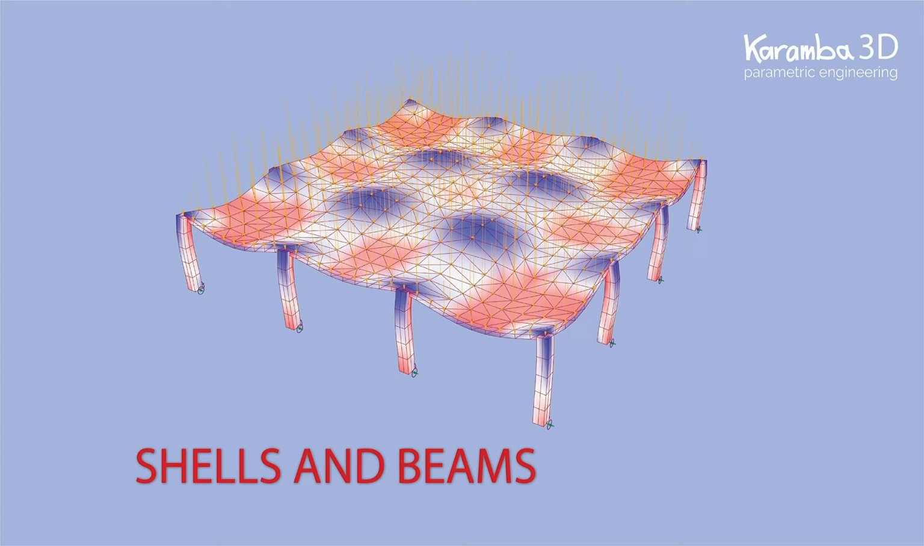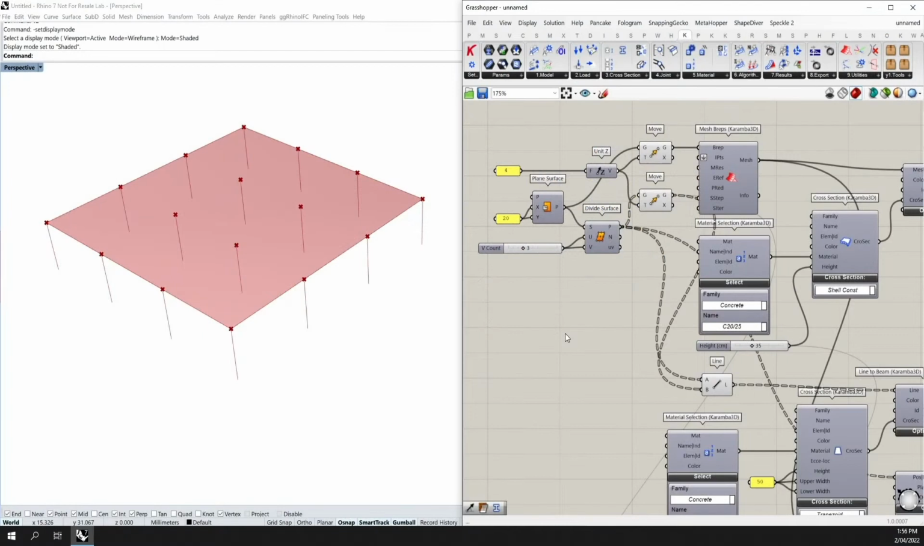Hi everyone, in this week's video I'll be showing you how you can work with beams and shells in the same model, how you can combine these to create columns for a slab, as well as in the second model, ribs for a floor slab. So let's jump into the first model.